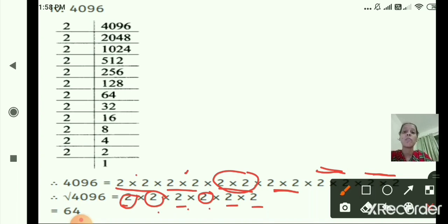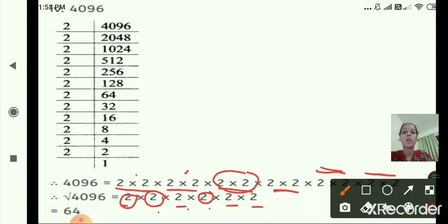So you will make the pairs, and from each pair you will take one factor. So you will get 6 times. Okay, you will get 2 six times. So now you will do the multiplication. 2 twos are 4, 4 twos are 8, 8 twos are 16, 16 twos are 32, 32 twos are 64.